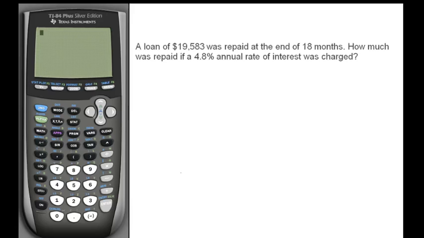All right, so in this problem, notice it says annual rate of interest. Now, this is not the same thing as compounded annually. Compounded annually means the interest is compounded every year, while simple interest, interest is only accrued at the very end of the loan. All right, so our formula here is I equals P times R times T. And so we're going to be solving for I here. How much interest was accrued on this loan?